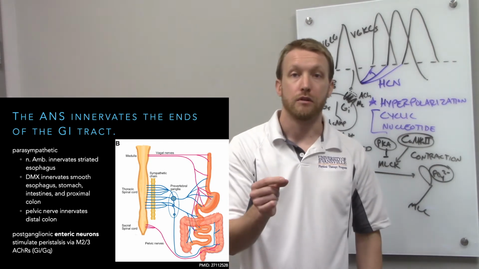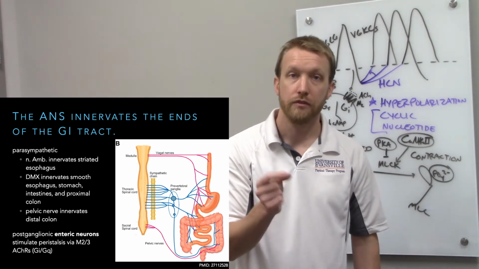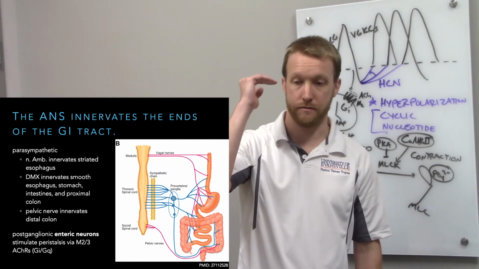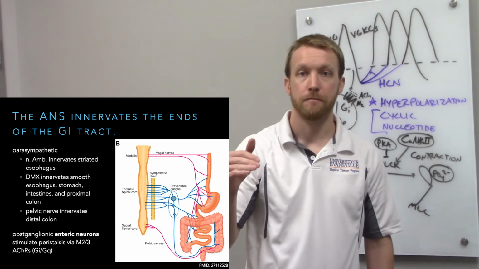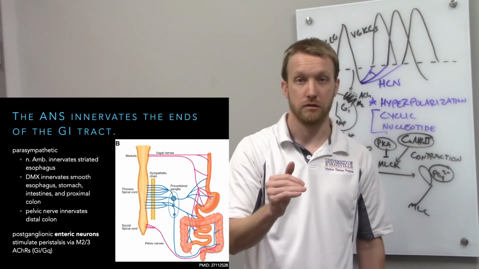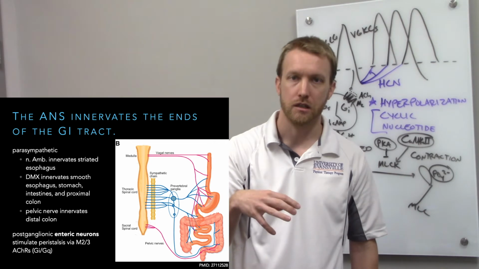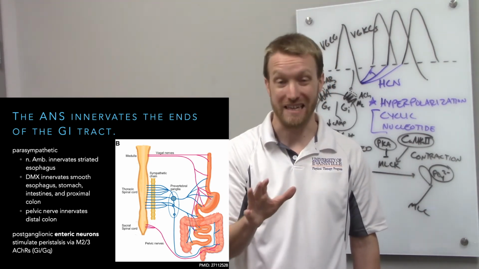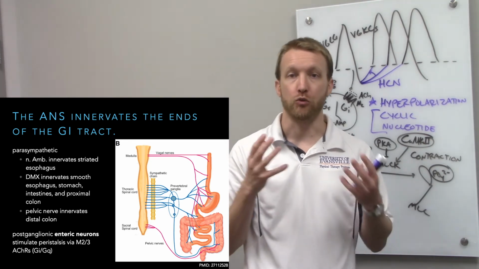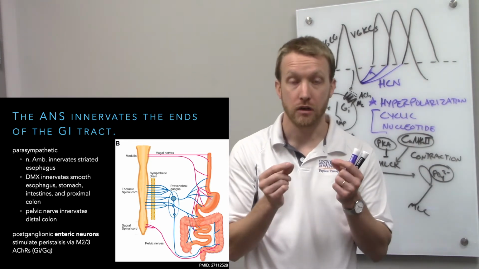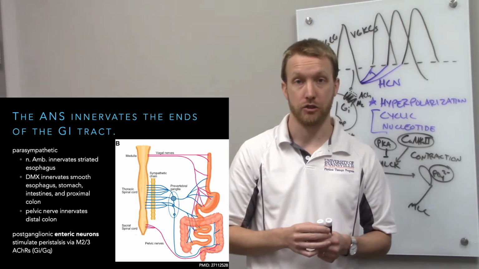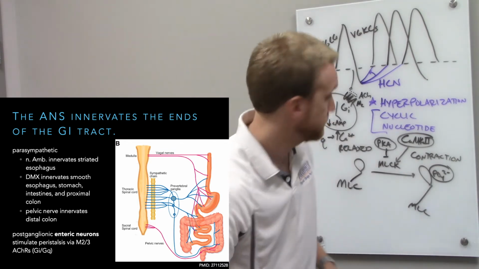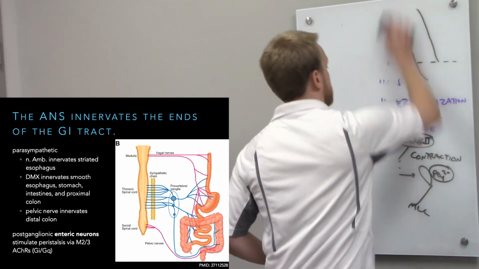The parasympathetic input arises mostly from the vagus. The vagus is going to hit the esophagus on down to the colon. Again, more of the innervation is at the ends. The distal colon is innervated by the pelvic nerve. Everything else, vagus. And what arrives at the GI tract are the preganglionic neurons for our parasympathetic division. So let's get the GI tract up here.